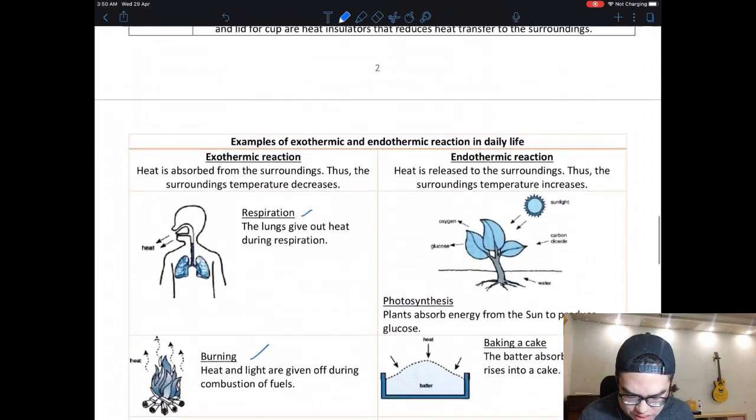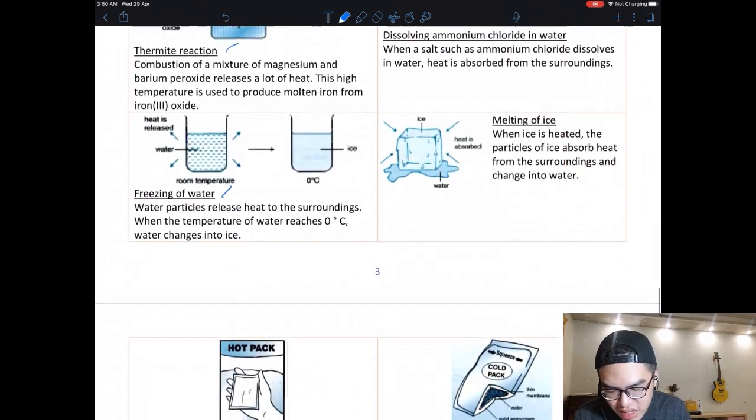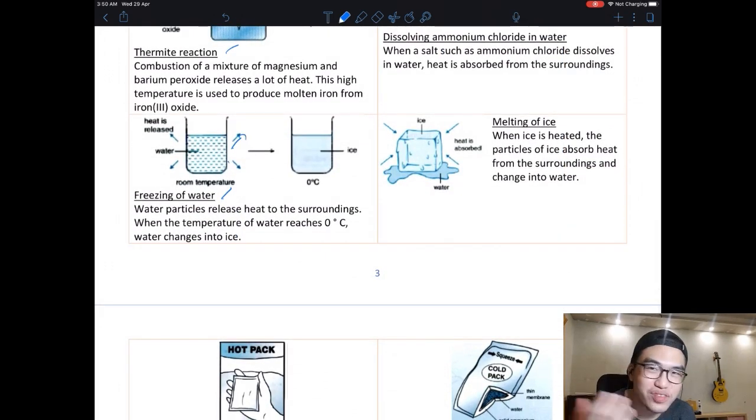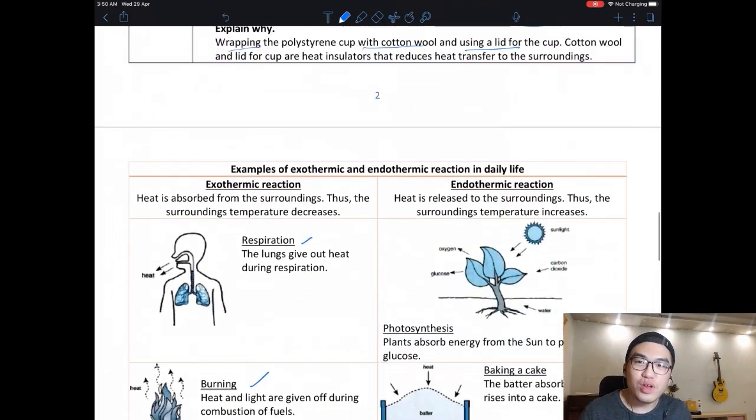Okay, freezing of water, yeah, this is exothermic. Okay, my mistake. You're releasing heat, you're making the water colder. Okay, anyway, endothermic, when do you absorb heat?